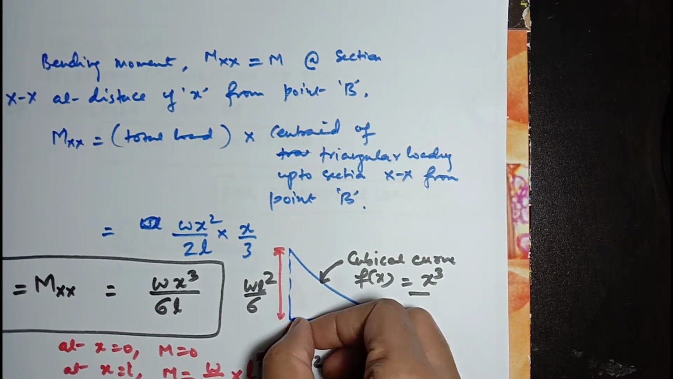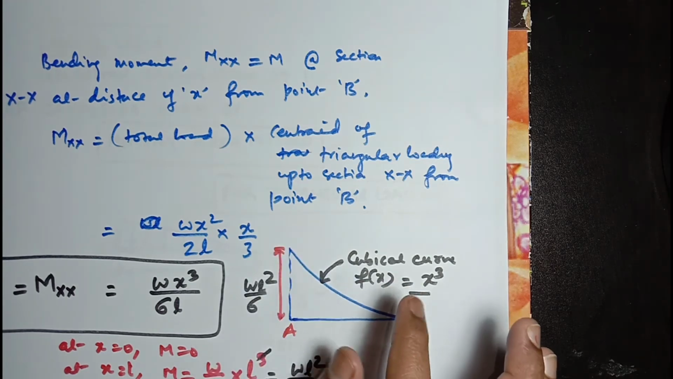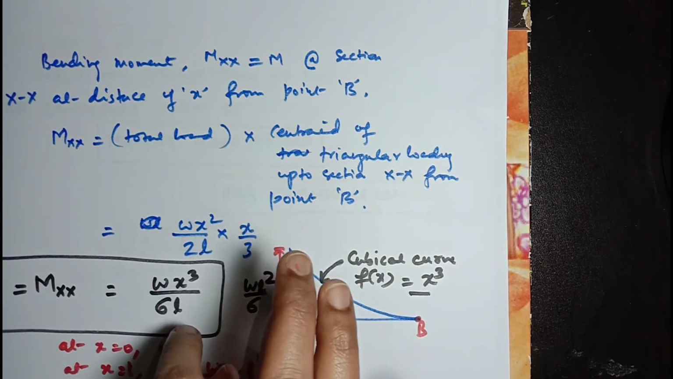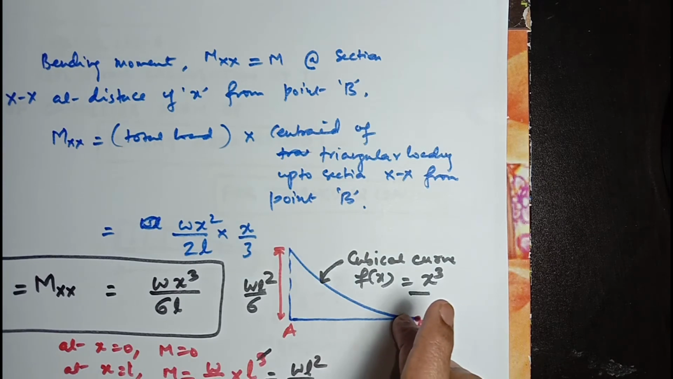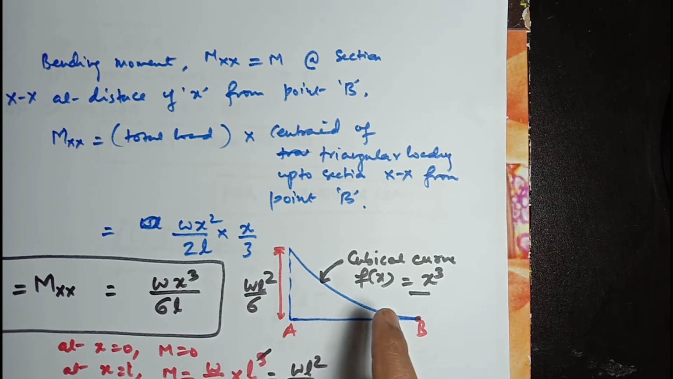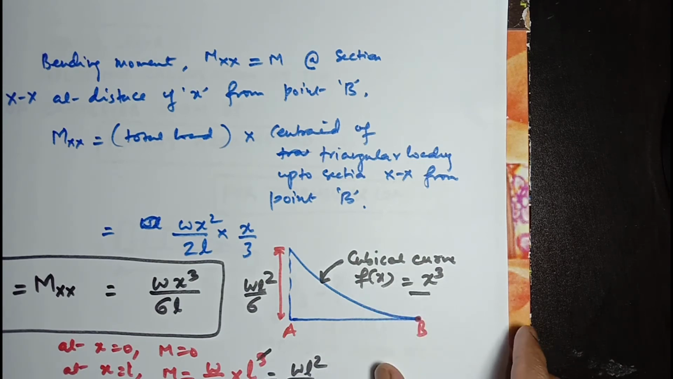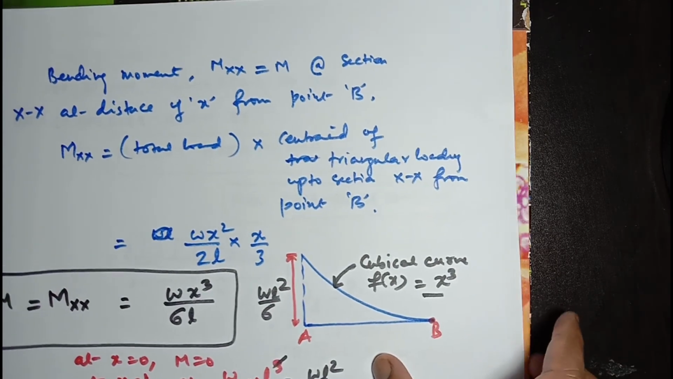A is the support of this beam, and B is the tip of this beam. So the general expression is a function of x cube, so it will be a cubical curve, and the maximum value will be WL square divided by 6. Now we are going to develop a bending moment diagram divided by EI, so that we will develop an M over EI diagram.